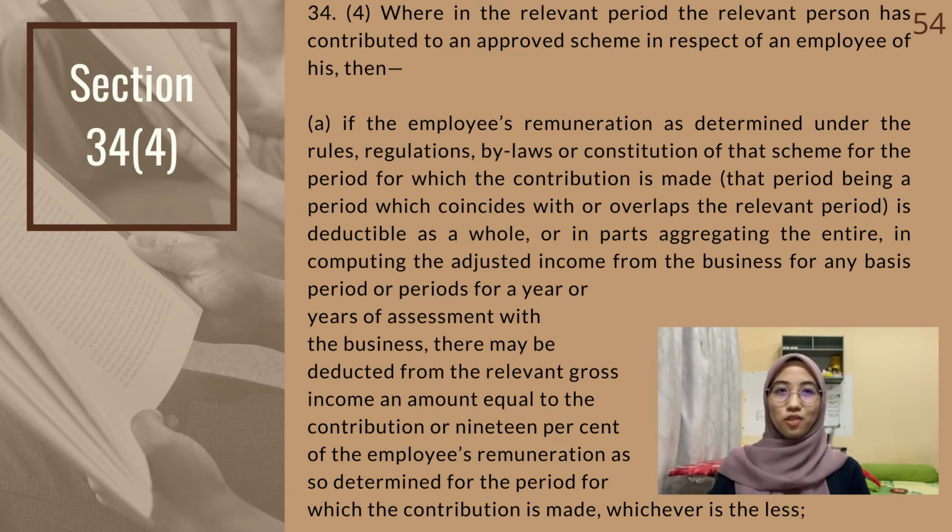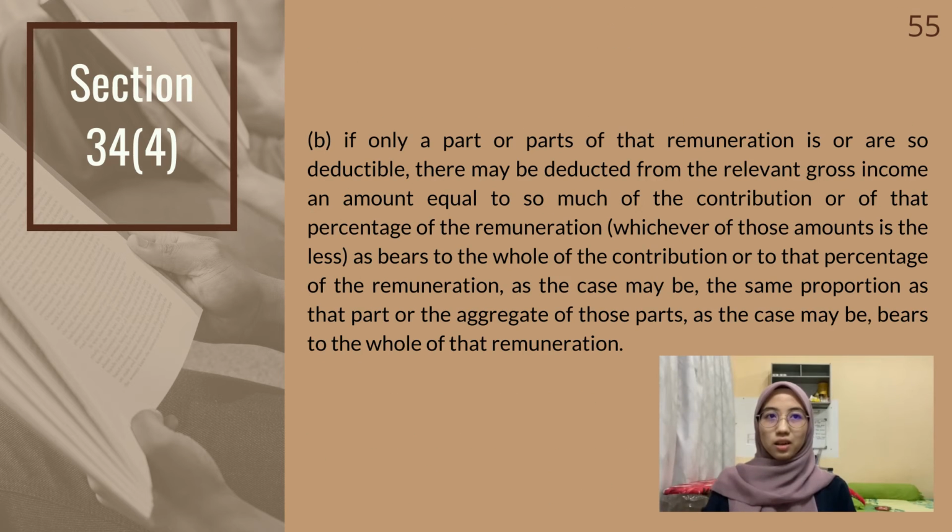In Section 34(4), it mentions the employer's contribution to an approved fund for the employees. Based on this section, the remuneration made to the employee consists of two types, which are remuneration as a whole and partly deductible. For the whole remuneration, the deductible is up to the contribution or 90% of the employee's remuneration, whichever is less. Meanwhile, for the partly deductible, the deduction is based on the part that is contributed by the employer to his employee.